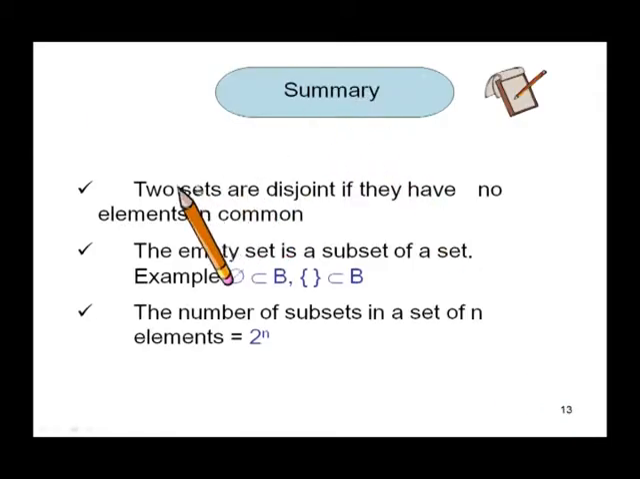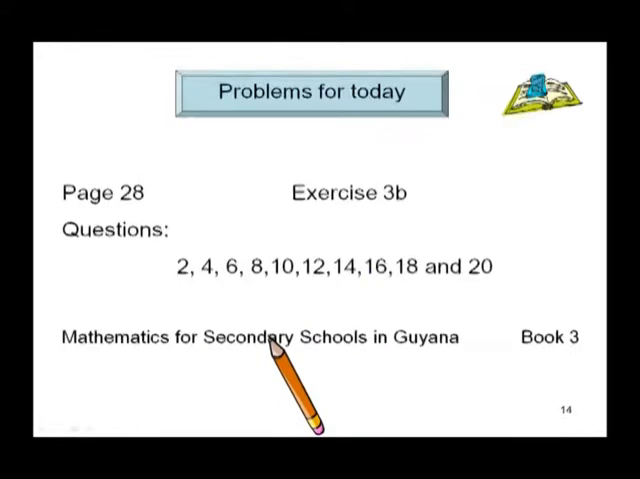Summary. Two sets are disjoint if they have no elements in common. The empty set is a subset of a set. The number of subsets in a set of n elements equals 2 to the n power. Problems for today. Page 28, exercise 3b. Questions 2, 4, 6, 8, 10, 12, 14, 16, 18, and 20. Mathematics for Secondary Schools in Guyana, Book 3.